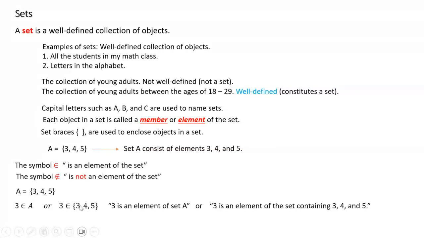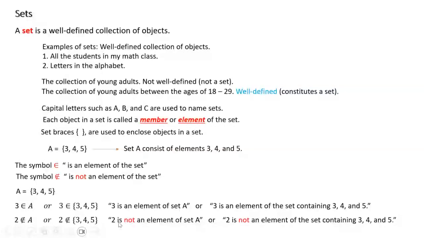And here's how you say it, in words. 3 is an element of set A, or 3 is an element of the set containing 3, 4, and 5. Now, this is also a true statement. 2 is not an element of set A, or 2 is not in A. That's what that means, right? Or 2 is not an element of the set containing 3, 4, and 5. And here's how you read it. 2 is not an element of the set A, or 2 is not an element of the set containing 3, 4, and 5.